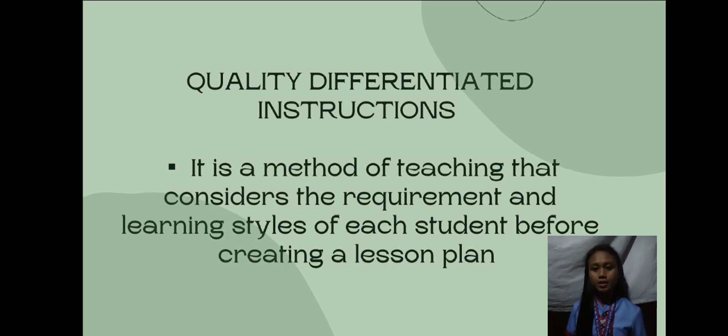So differentiated instructions is using a variety of instructional materials and catering to all the differences of our students. It is not just using the same materials in making our instructional materials, but it is also teaching with consideration of the learning styles of our students. So we must first know and understand our students before making our instructional materials or before creating our lesson plans.